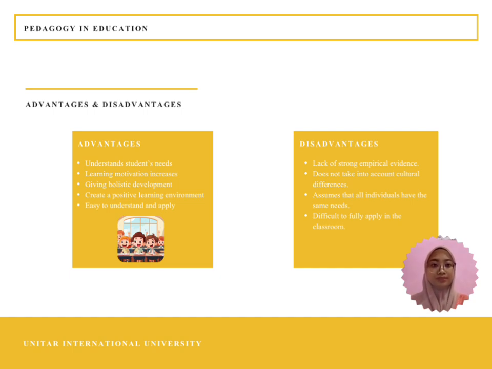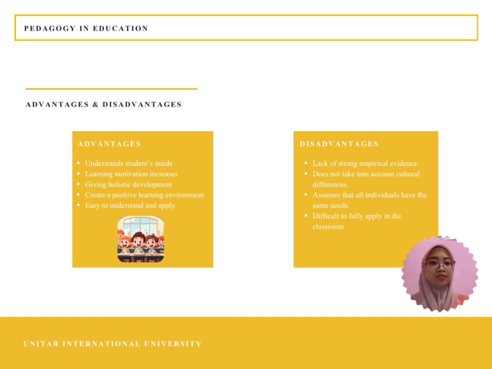in study. The third one is that it can give holistic development for students. This humanistic theory contains emotional, social, and other potential other than academics. Next, it can create a positive learning environment, and lastly, it's easy to understand and apply because there is a hierarchy chart for students and teachers to understand.